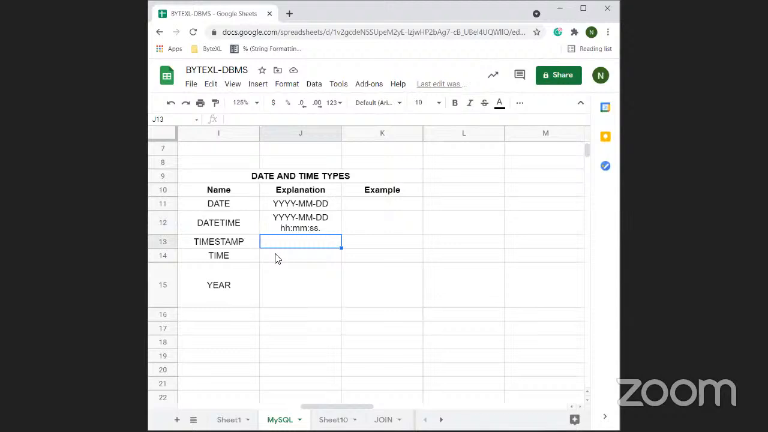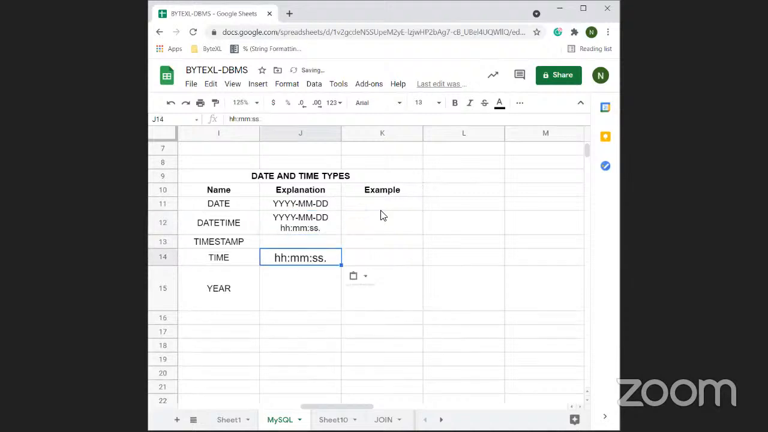Then timestamp, it will work a little bit different. Time will give us exactly the time in hour, minute and second format. Timestamp, from a given point of time, how many seconds or hours has elapsed, how much time has gone, that value can be taken with the help of this timestamp. And year will give us the year.